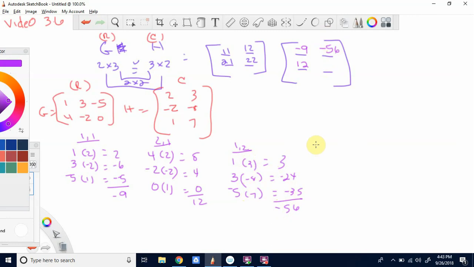I have one left to do, which is 2, 2. So row 2, 4, negative 2, 0. I love zeros. Column 2, 3, negative 8, and 7. So it's 0, 16, 12, 10, 28. Okay, so this right here is the product of GH. Right, so let's remember that.